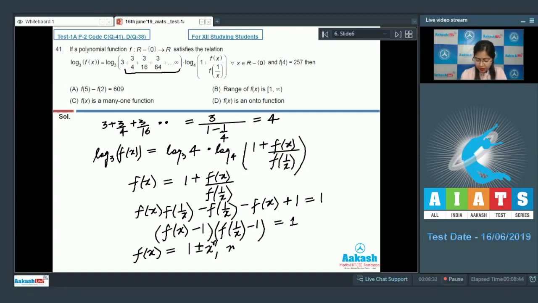So, from here we can say that the function f(x) would be equal to 1 plus or minus x raised to the power n, where n belongs to natural numbers. Now, it has been given that f of 4 is equal to 257, which means that f(x) is equal to 1 plus x raised to the power 4. So, this is the function f(x) that we have obtained. Now find the value of f of 5 minus f of 2 and we will see that it will be equal to 609. So, option number A will be the correct choice.